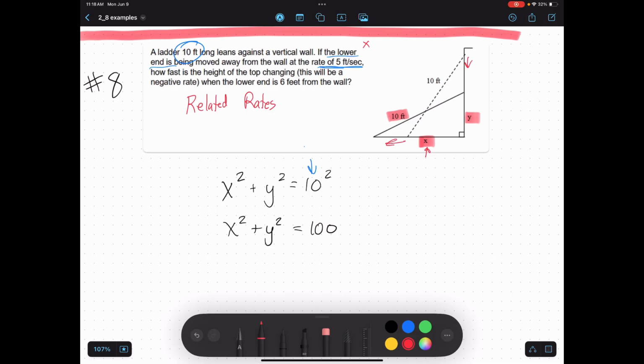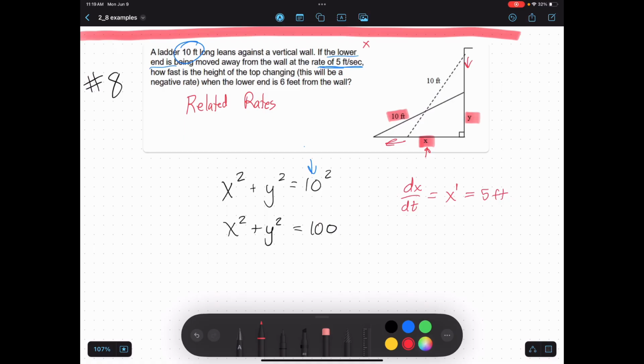But 5 feet per second is a rate. It's the rate at which it's moving. So how would I express this mathematically? This is dx over dt. It's how x is changing over time. So we know that dx over dt, or I could also write this as x prime, because it's the derivative of x in terms of t, is changing at a rate of 5 feet per second. So that's one piece of information it gives me. It gives me the rate at which x is changing.